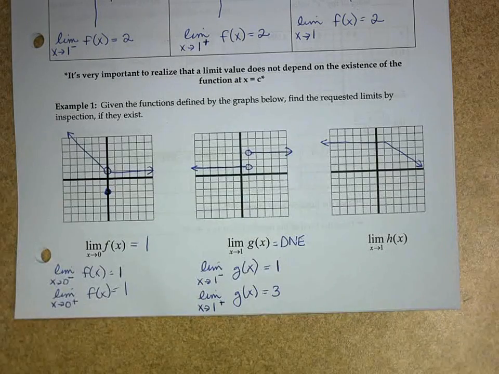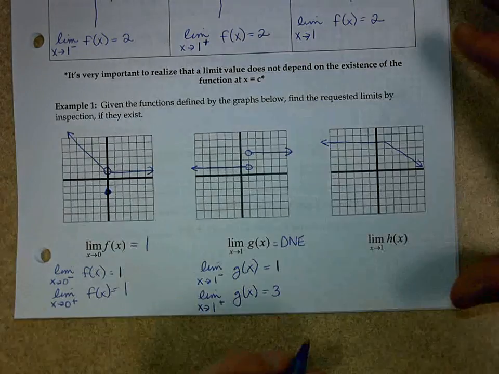And then finally, the limit as x approaches 1 of h of x. You can see this one does not have any break in it. There is no hole, but we can still find a value of a continuous function for a limit. Remember, the limit means as we get very, very close to our point of interest. Doesn't have to be an undefined point.